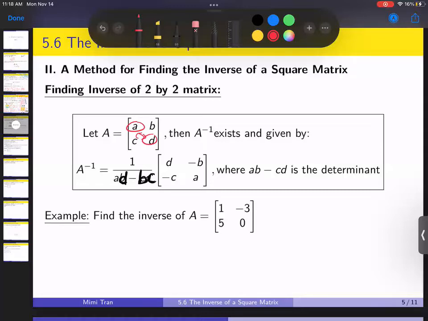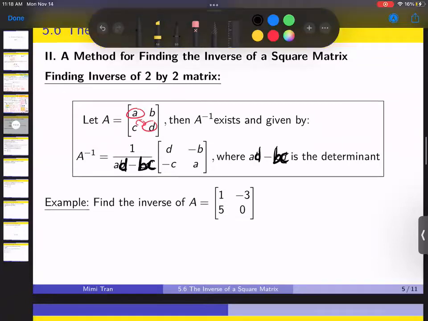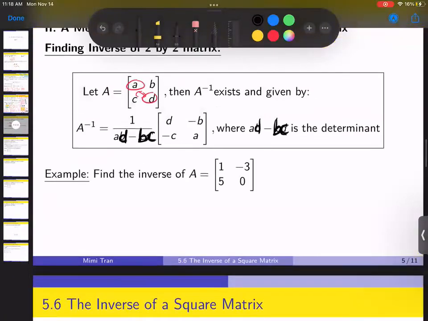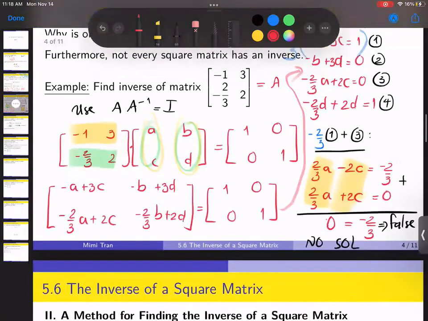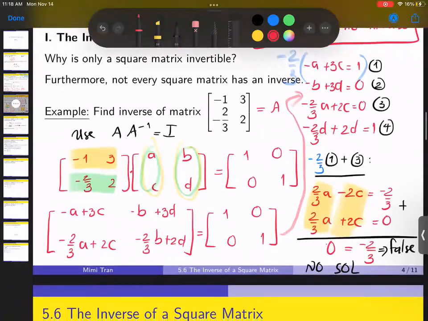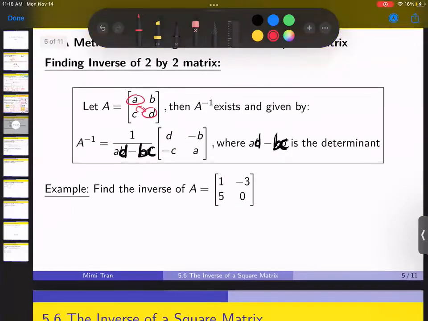AD minus BC is your determinant. We'll talk about the determinant later. Let's do this first. So I want to find the inverse of A using that formula. And on the exam, this is the formula I want you to use if I ask for a 2x2 inverse matrix. You don't have to use the brute force approach unless you want to, but use the formula. It just makes your life easier.